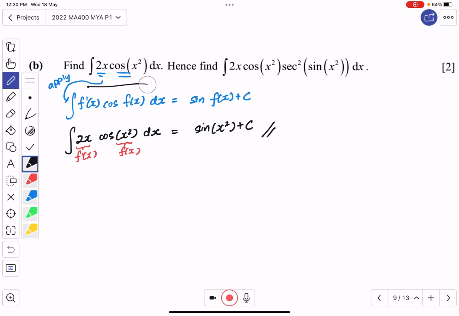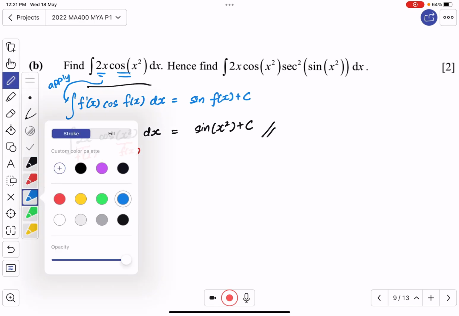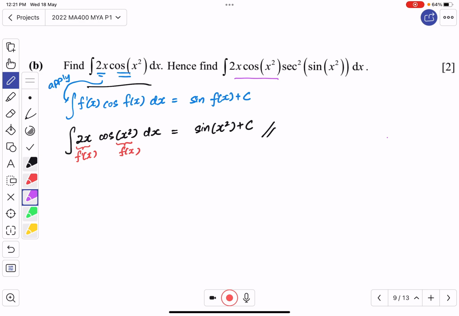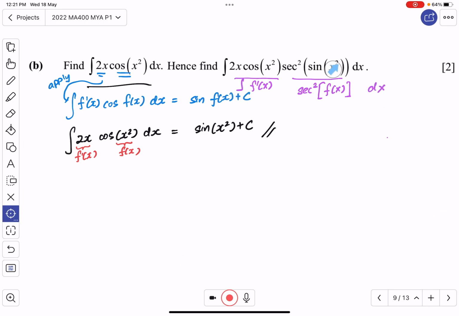So that handles the first one. Next, the integral of 2x cosine x squared secant square sine x squared. The prerequisite here is we observe that we are trying to treat this as secant square of fx, and we are trying to treat this as f prime. If you treat this as sine of x squared, based on earlier result, you know that the derivative of sine x squared is actually 2x cos x squared. So if this is your fx, this is actually your f prime.